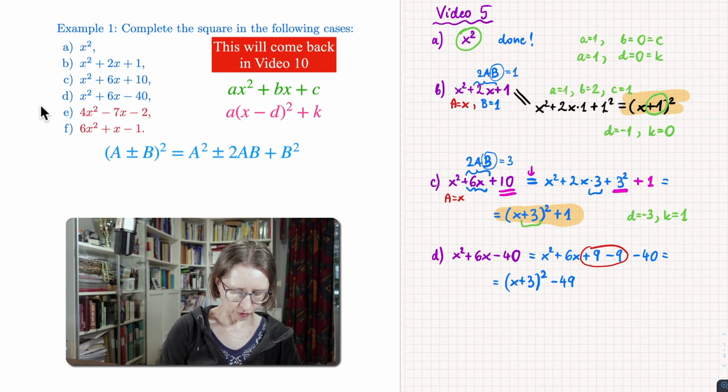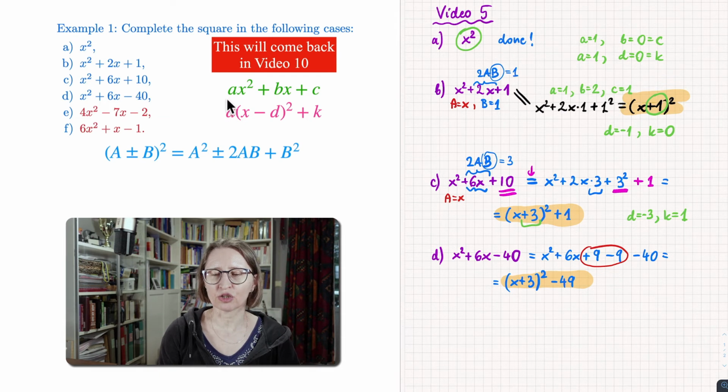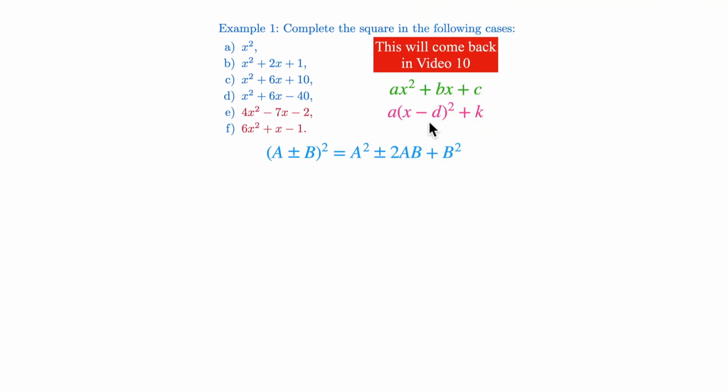And here we have already completed the square, and when we compare this to this general form, we see that a is equal to 1, as in all the previous exercises. D is equal to minus 3, exactly as before, and our k is equal to minus 49. So now I'm done with my iPad, and for the next two problems, E and F, I will show you a solution which is written on my presentation.